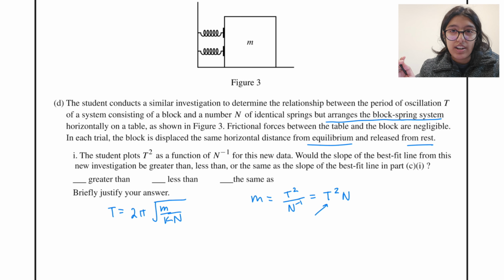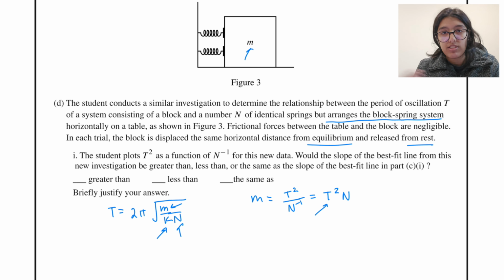So the previous scenario, even though it was vertical and gravity was acting upon it, the time period isn't affected by the gravitational force. It's just affected by the mass, which is the same in both cases, and affected by the spring constant, which is also the same in both cases. And of course, n, the number of springs you have. So I honestly think that it's going to be the exact same.